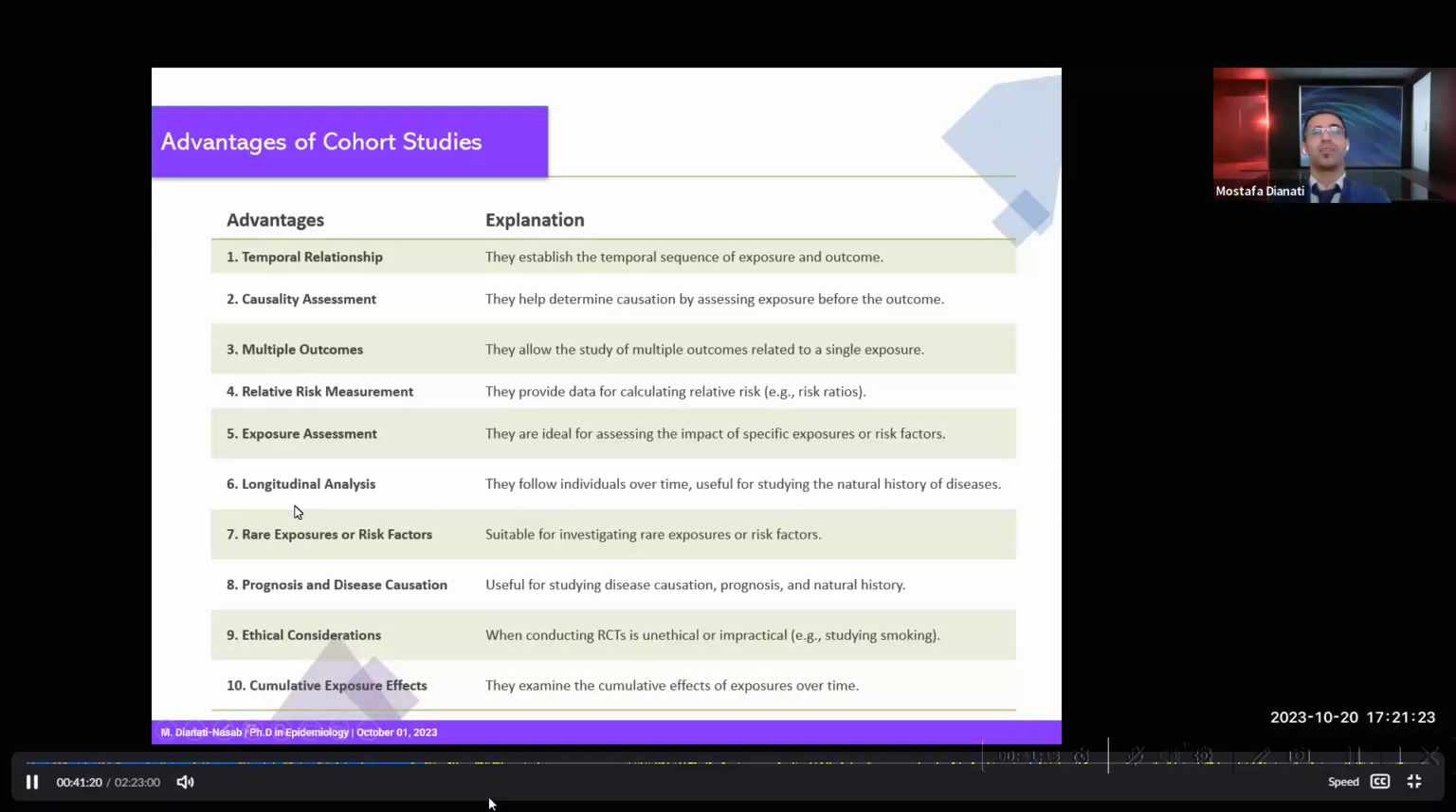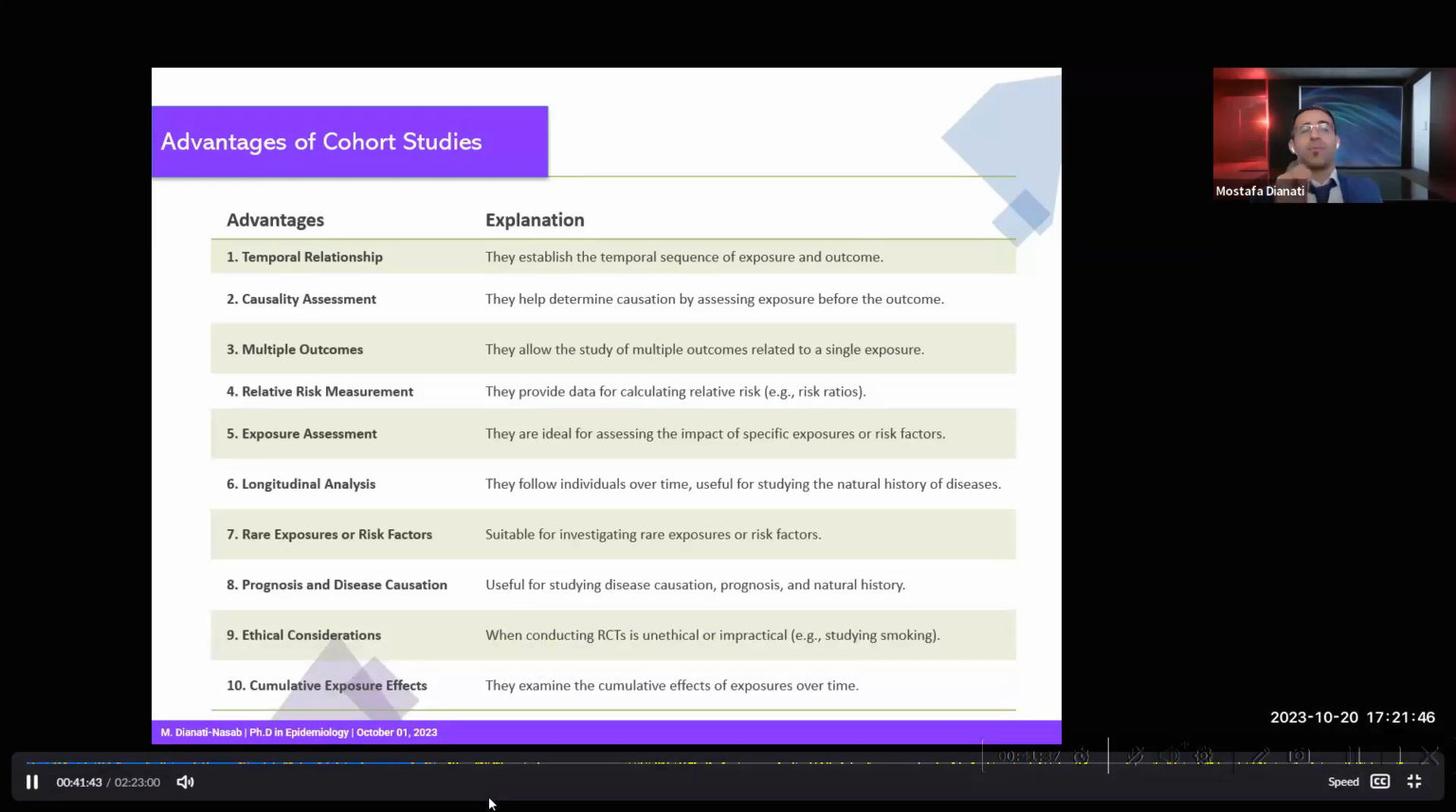Longitudinal studies will help us to see the natural history of the disease. This is suitable for rare exposure or risk factors because we are trying to see the effect of this rare exposure on the risk of a disease.